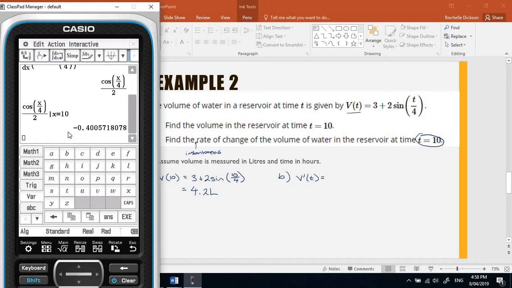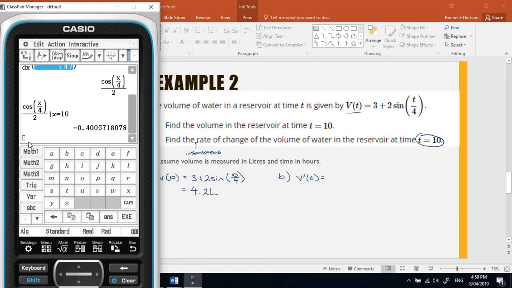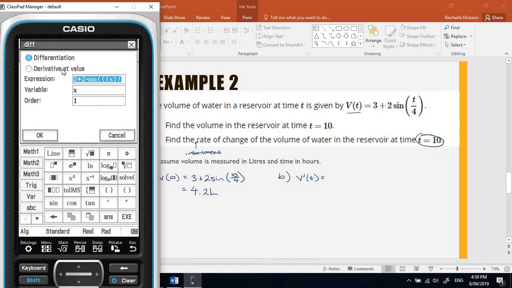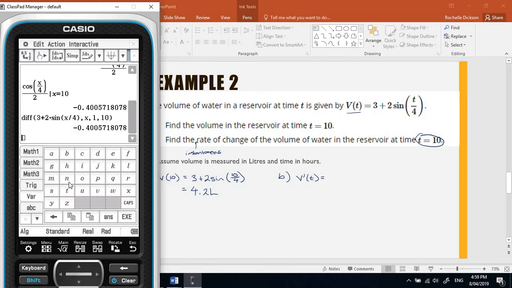One other way we can do this in our calculator, which is quite useful, if I was to copy my value down here and try again, another option is this one here, derivative at value. So this means I'm going to straight away say I want to find the value of this derivative at 10. And it goes straight to that answer we had before. So that's a useful thing to use as well.